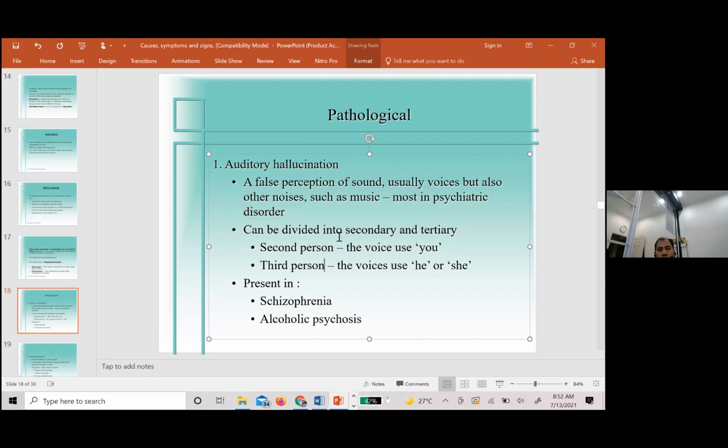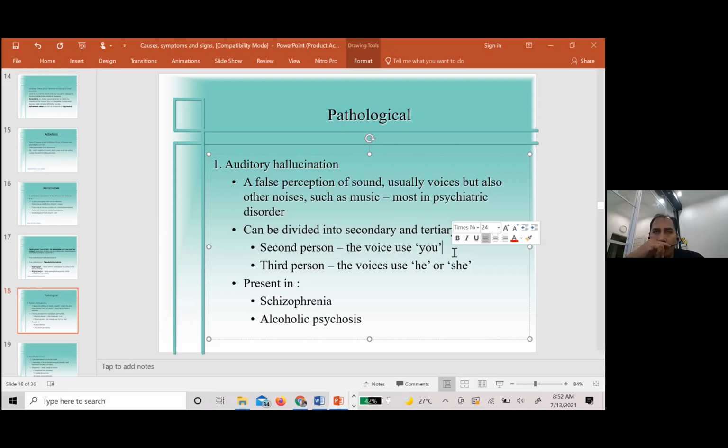Okay, what is the definition? In psychiatry, we have 4 types of auditory hallucinations. Can you write down the 4 types? There are 4. The most common is second person auditory hallucination. What is the definition of second person? The voice refers to the patient as you. For example, the voice says, you jump from the bridge, commanding in nature. So that's what we call second person.